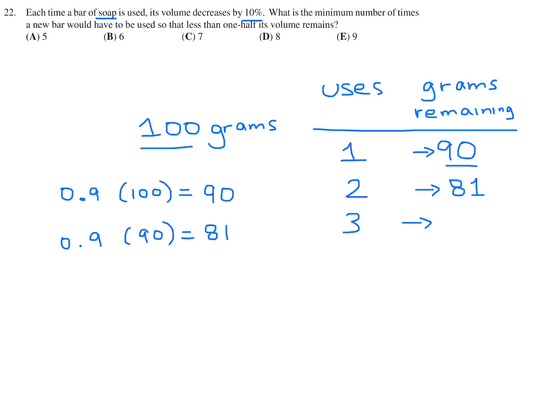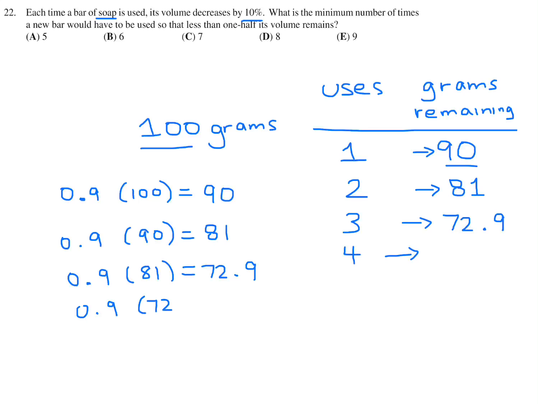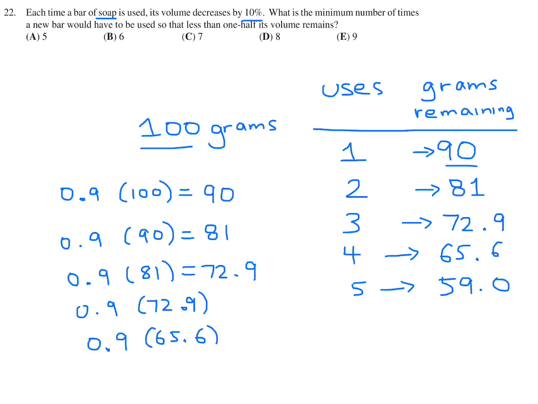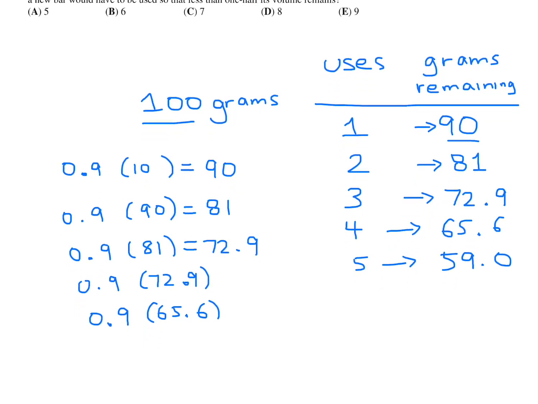After 3, it would be 0.9 times 81, which is 72.9. And then after 4 uses, same thing. And that would give you a value of 65.6 approximately. After 5 uses, again 0.9 times 65.6, and you are going to get 59.0. So we're getting close to half of the volume.